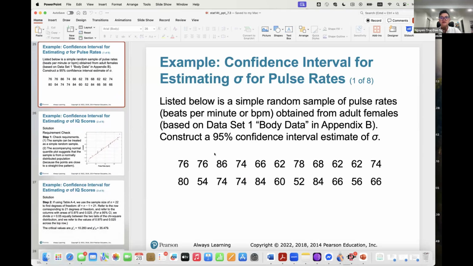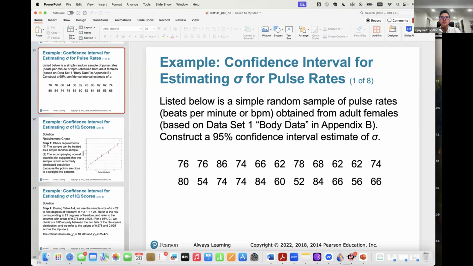Example, confidence interval for estimating sigma for pulse rates. Listed below is a simple random sample of pulse rates, beats per minute or BPM, obtained from adult females, based on Data Set 1 Body Data in Appendix B. We construct a 95% confidence level, confidence interval estimate for sigma. So this is the data.